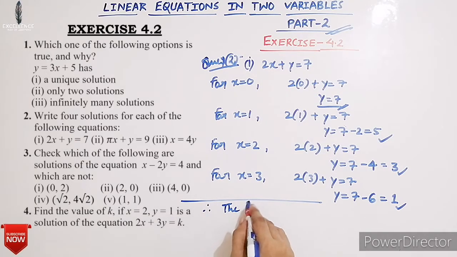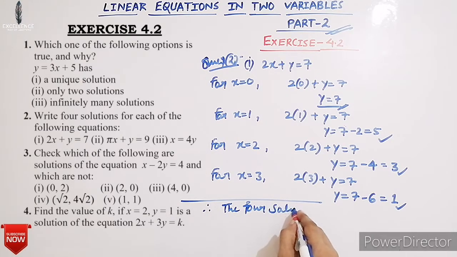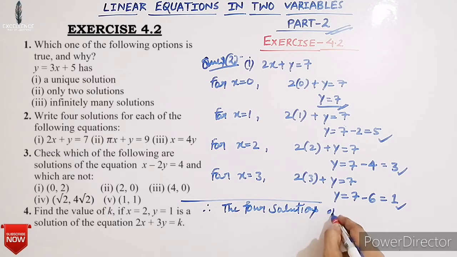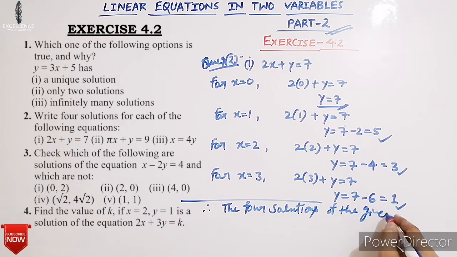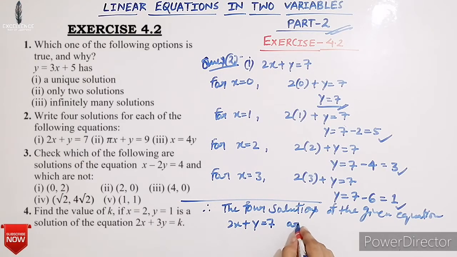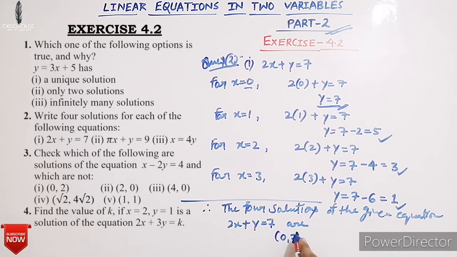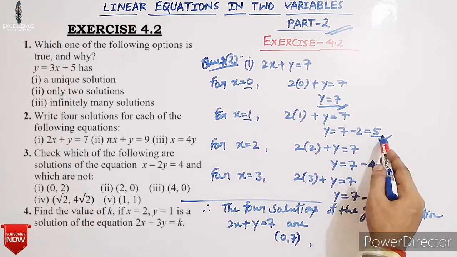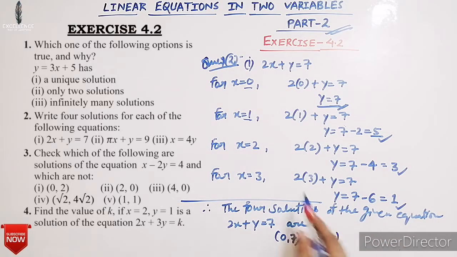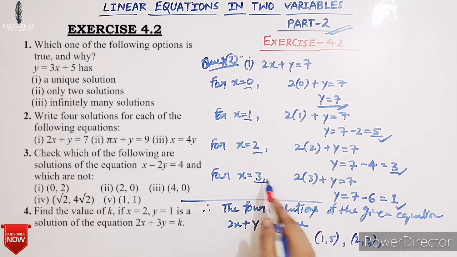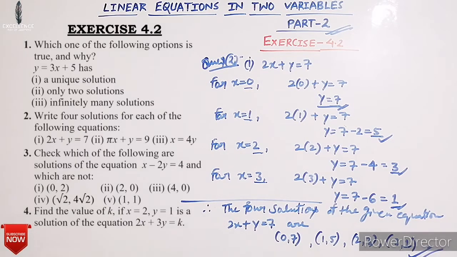So the four solutions of the given equation, 2x plus y is equals to 7 are, when x is equals to 0, y is equals to 7. So 0 comma 7. When x is equals to 1, then y is equals to 5. So 1 comma 5. Here x is equals to 2 and y is equals to 3. So 2 comma 3. Here x is equals to 3 and y is equals to 1. So 3 comma 1. So these are the 4 solutions of this equation.